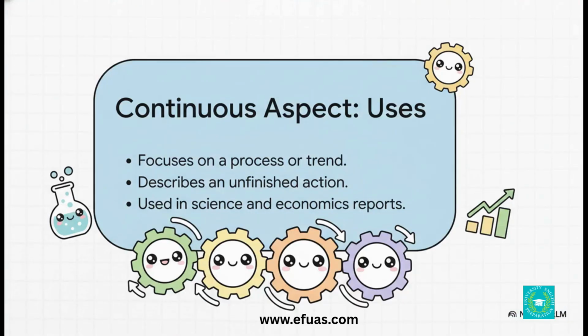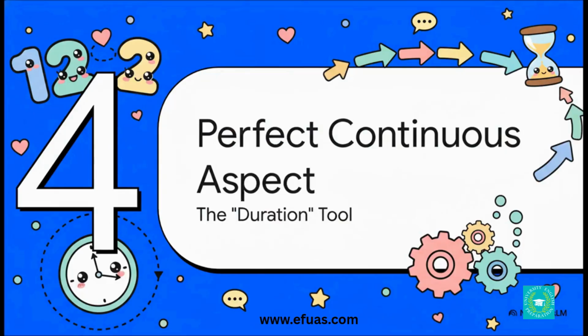So remember, the continuous aspect is your tool when you want to focus on a process or a trend. It's specifically for describing actions that are not finished. This is why you see it constantly in science and economics reports, where they're analyzing things that are happening right now.